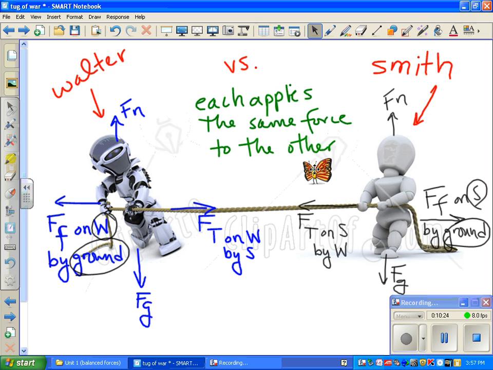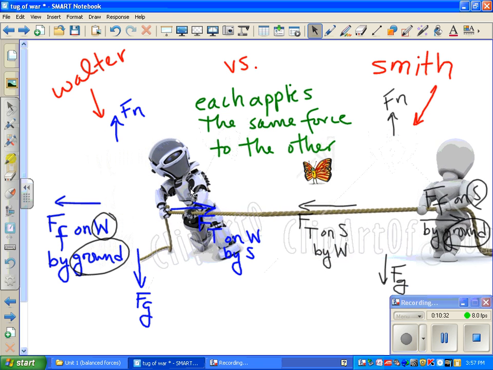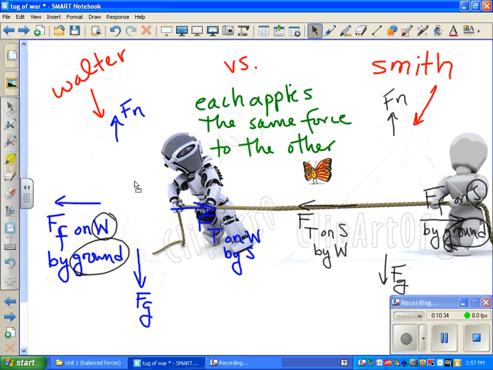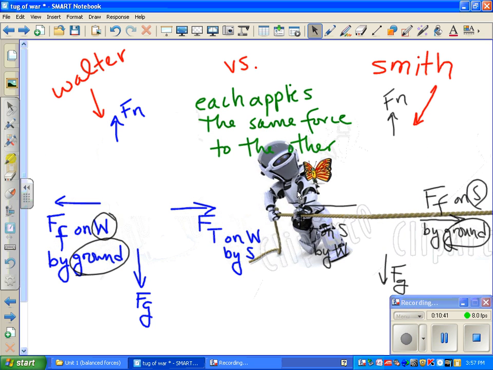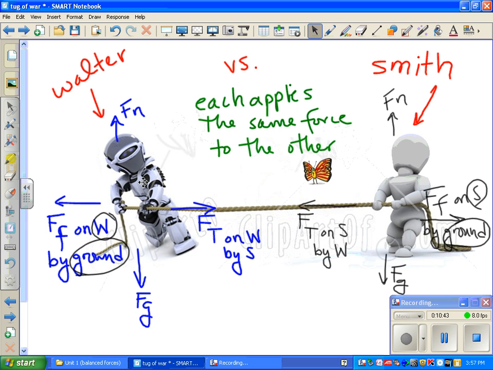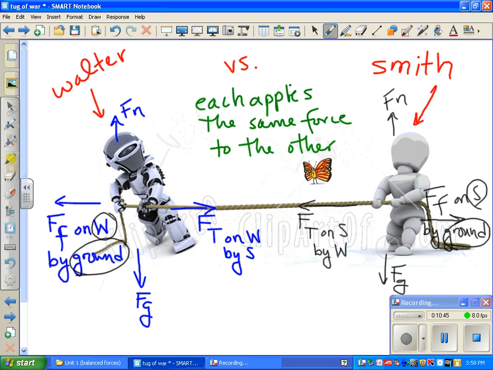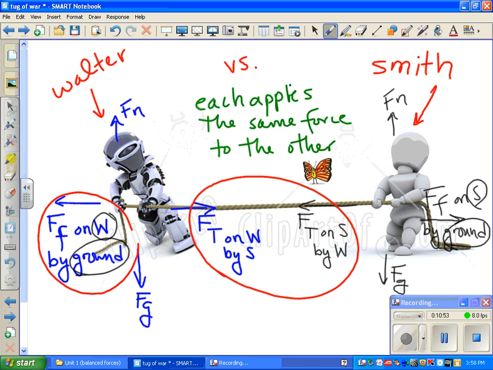Okay, so that's the big thing. On-by notation is so crucial. If you ever do on-by notation and you only have 2 objects involved, that's going to be the exact same force. It doesn't matter if it's moving with constant velocity or accelerating, or speeding up or slowing down or just standing still. No matter what, same force. Because no matter how I draw it, those 2 forces between the rope will be identical. What makes them move are the other forces in the plane, like friction.